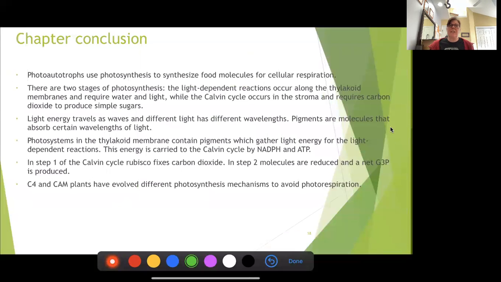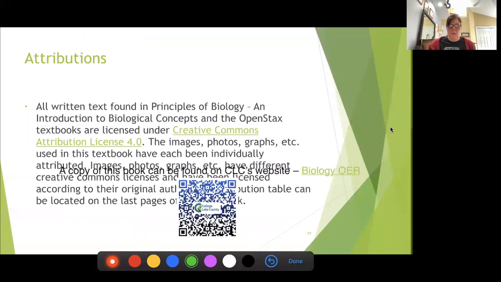So this is the end of the chapter. So we talked about photoautotrophs, photosynthesis. We talked about the 2 stages. We talked about the light dependent, the light reaction, the Calvin cycle. We talked a little bit about wavelengths of light. We talked about the photosystems. We talked about carbon fixation, and we talked about evolutionary adaptations to avoid photorespiration. So I hope that was helpful for you.